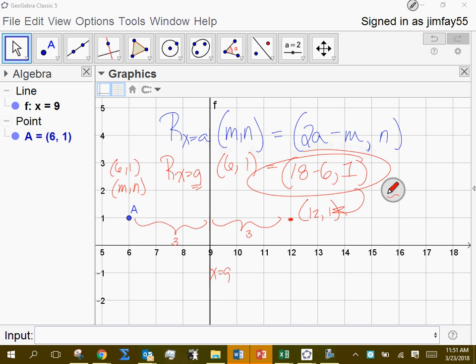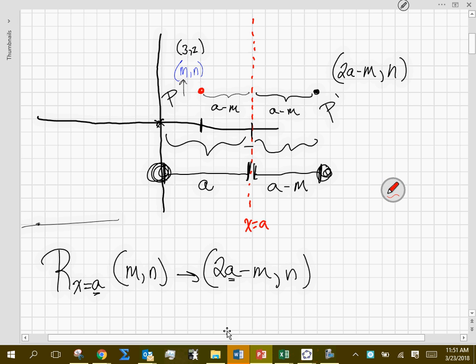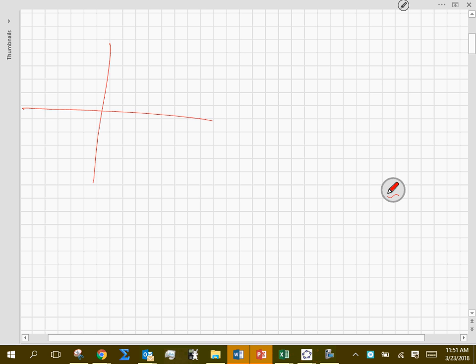And I guess I said we didn't do a proof, but we really did do a proof when we came up with 2a minus m, comma n, because we didn't use any numbers. We used arbitrary values, so it is ultimately an algebraic proof. We can do the same thing with a vertical reflection. So reflecting over a line like y equals a, something like that. But I'm not going to do this with you. Let's say that we are interested in reflecting across y equals a there.